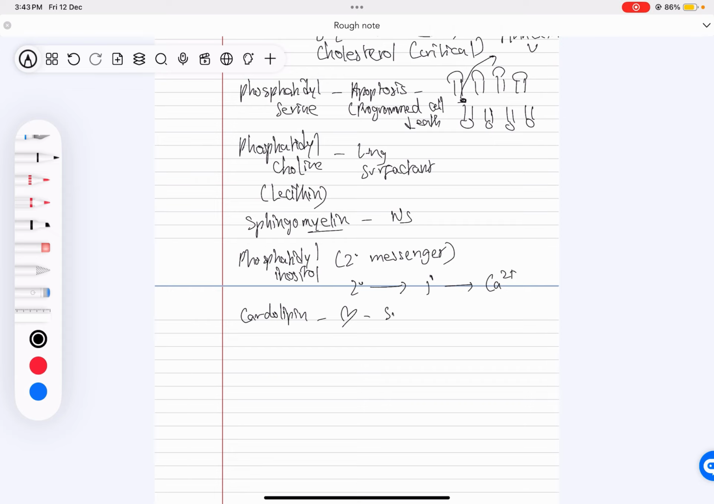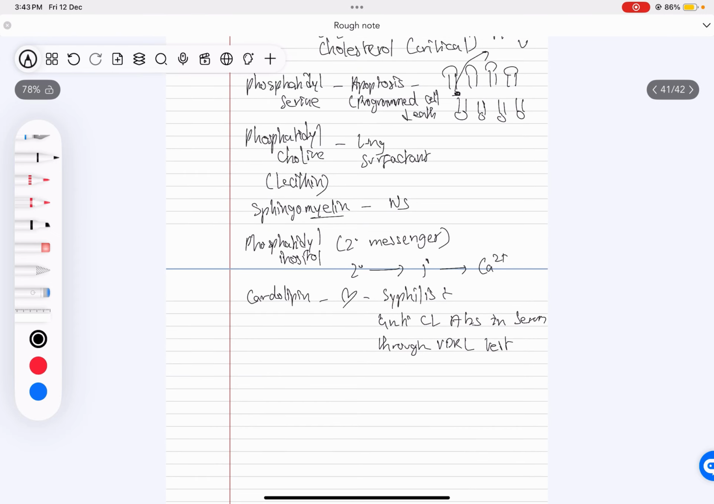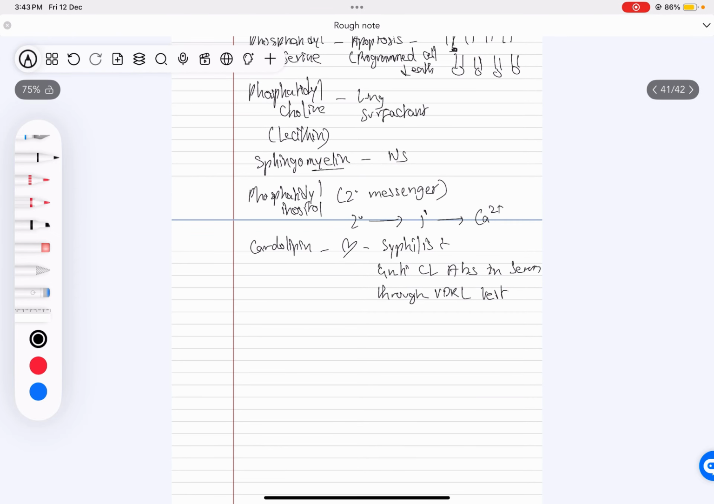In case of syphilis, we will be looking for anti-cardiolipin antibodies in serum through the VDRL test. The VDRL test is one of the preliminary tests which we use to diagnose syphilis.